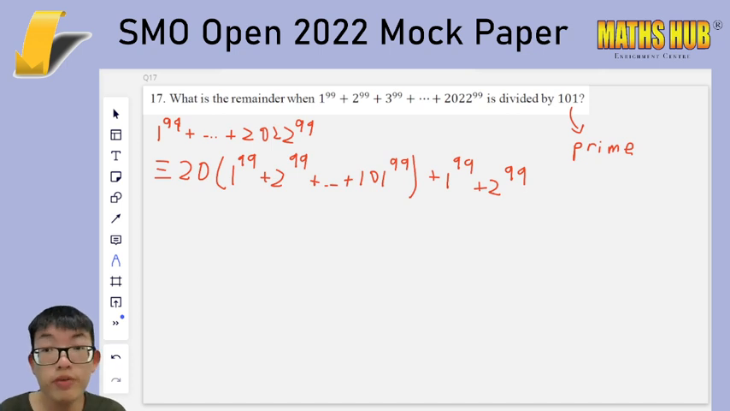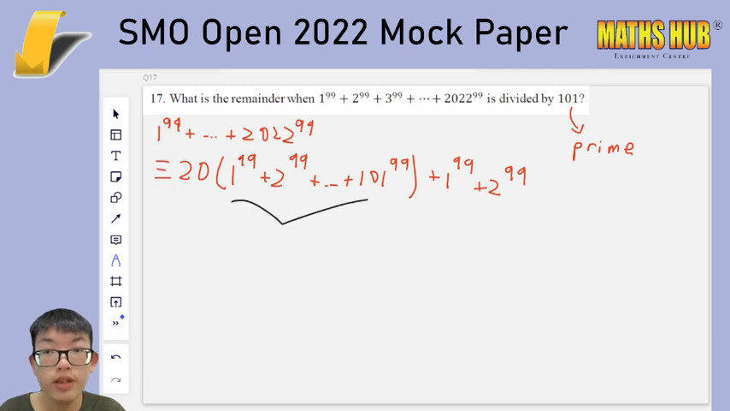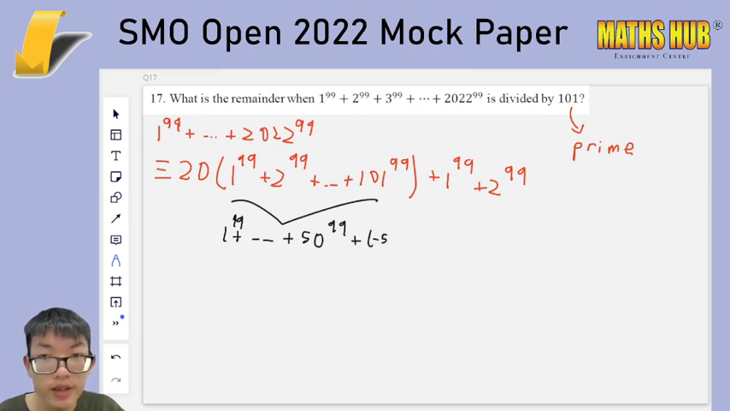Now for 1 to 101, why I say that this is nice is because we can go up to 50 and then reverse the rest of them. So 51 is negative 50. And then 52 would be negative 49 and so on.